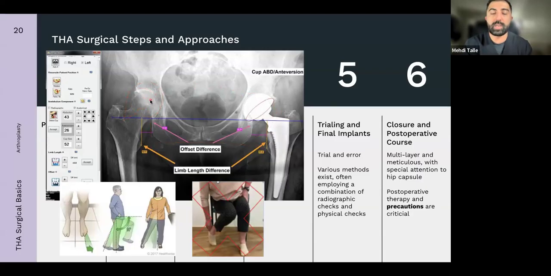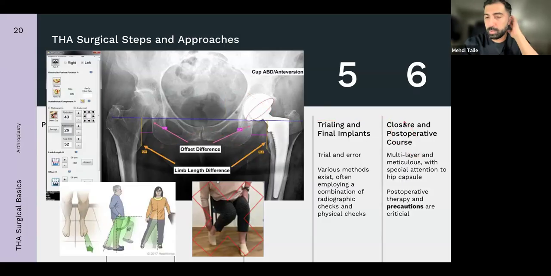It's not severe in this example here, but if they really have a shortened extremity on the other side because of severe arthritis, you may consider lengthening their limb a little bit with the expectation that you'll match that on the other side later on. And there are various programs that can help shoot out numbers in real time. There are robotic systems that can help with this as well. This is the general thing that you'll see. And then closure and postoperative course.